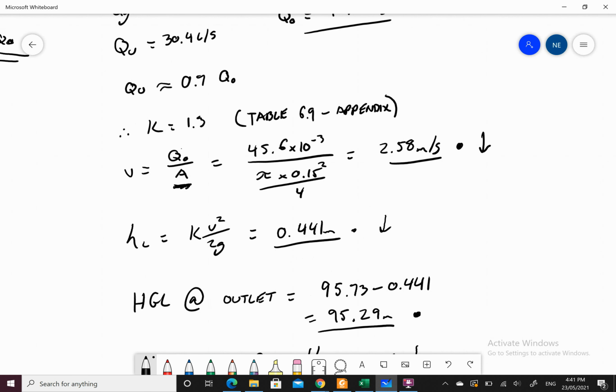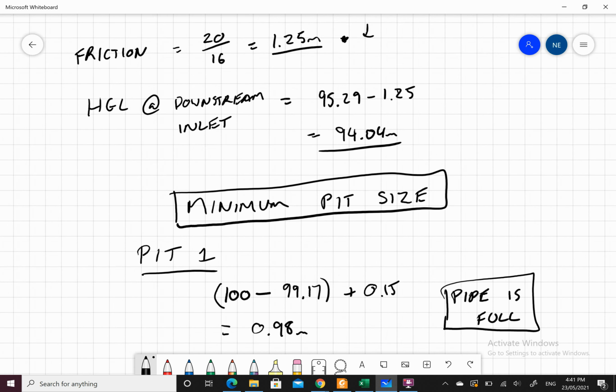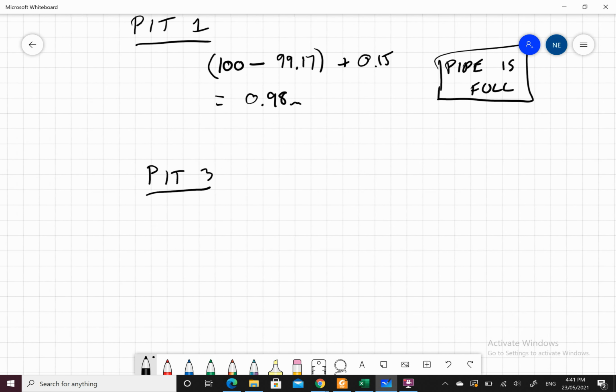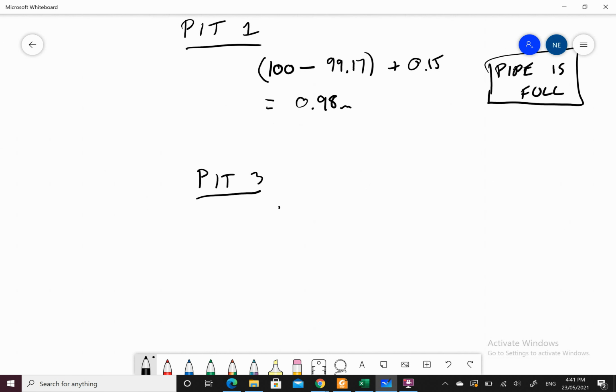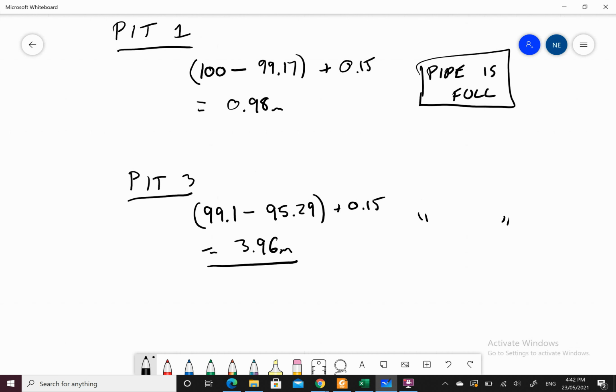I'm then going to look at my hydraulic grade line at the outlet, subtract them from each other, and add in my pipe. So I had the top of the pit, subtract my hydraulic grade line at the outlet, which was 95.29, plus 0.15. This is going to give me 3.96 meters. And that again is assuming the pipe is full.